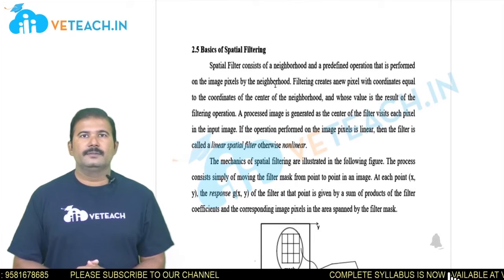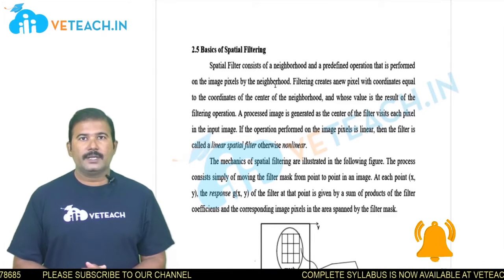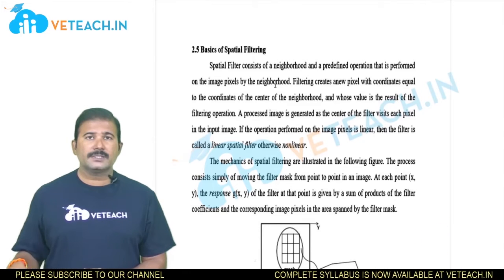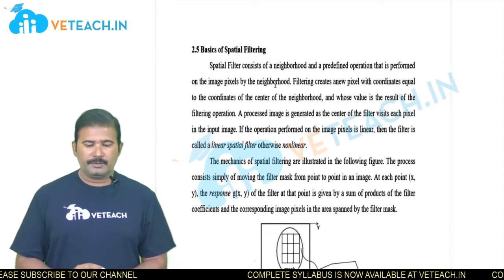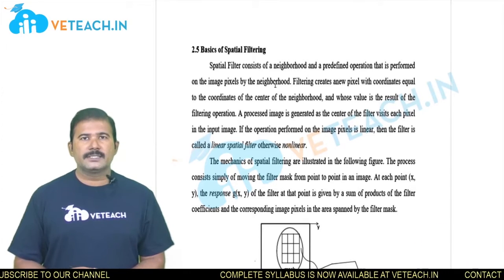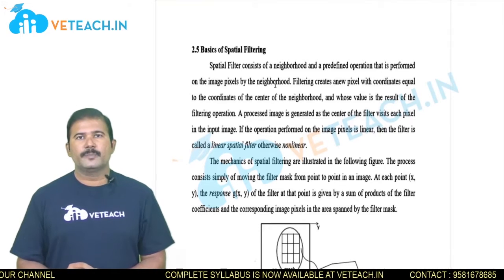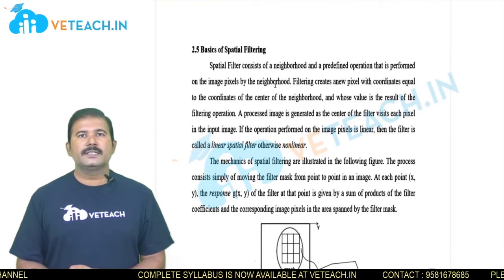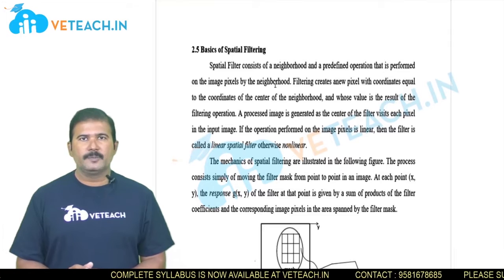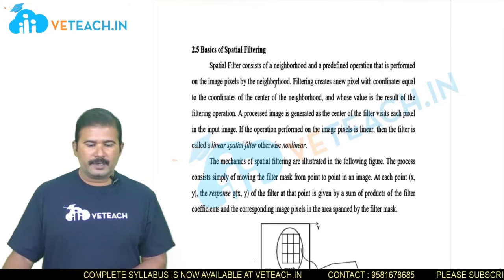Spatial filtering is different from the enhancement techniques, that is, intensity transformations, which we have already discussed. Different from intensity transformations, spatial filtering is applicable to the neighborhood of some pixel, whereas intensity transformations operate on a single pixel. Here it is on the neighboring pixels.